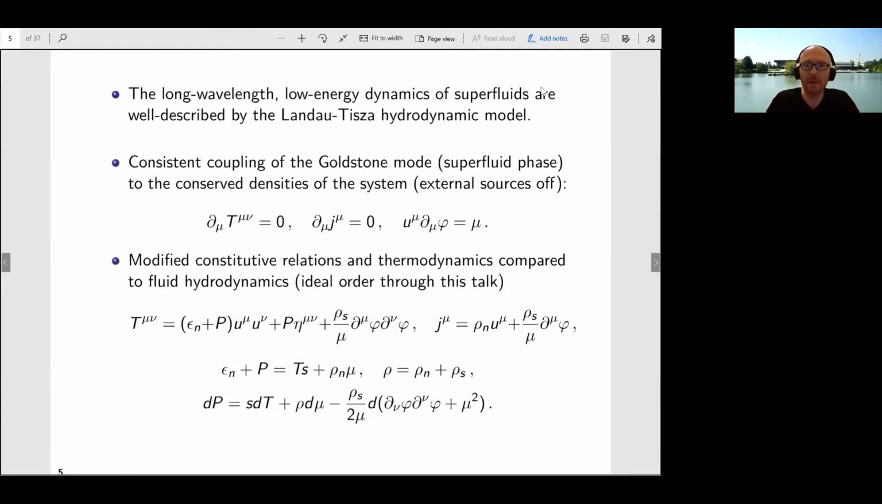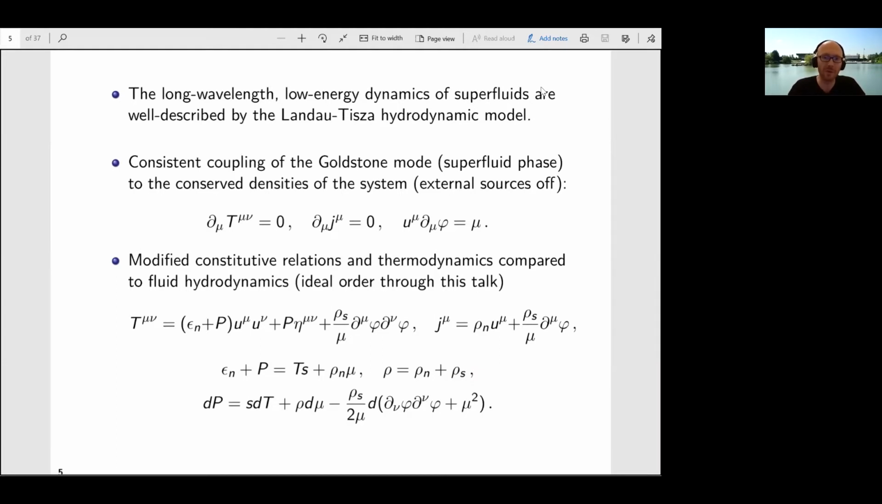Now, if we turn to the long wavelength low energy dynamics of superfluids, it's known since a very long time ago that they're very well described by the so-called Landau-Tisza hydrodynamic model. And this is the generalization of the usual fluid hydrodynamics to incorporate this new degree of freedom that I was mentioning, the gapless mode, the Goldstone mode.